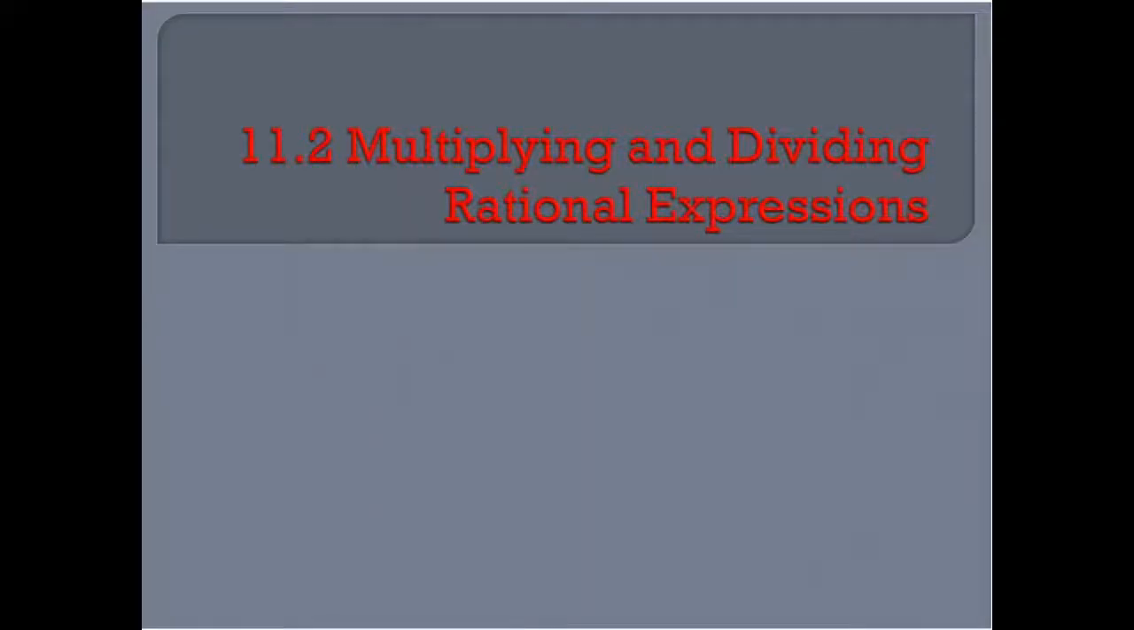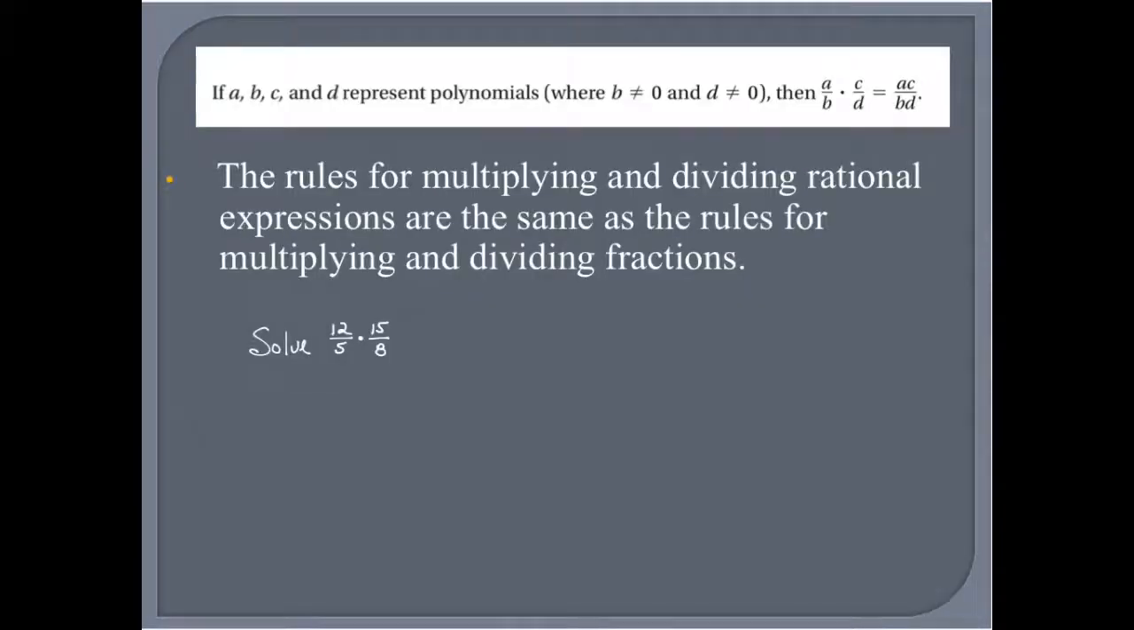Welcome to Chapter 11, Section 2, Multiplying and Dividing Rational Expressions. The rules for multiplying and dividing rational expressions are the same as the rules for multiplying and dividing fractions. What does that mean? That means that you have to look at the factors and those you are able to cancel out or reduce or simplify.